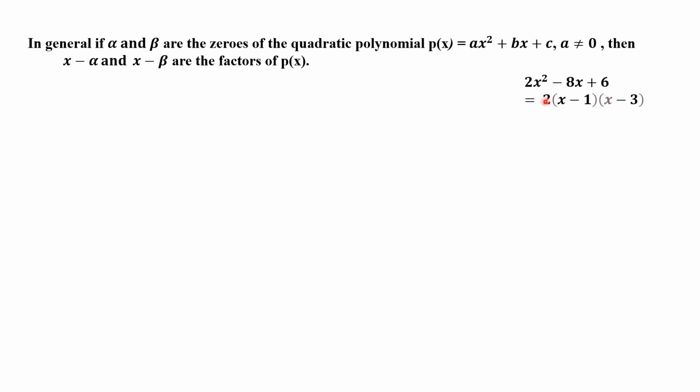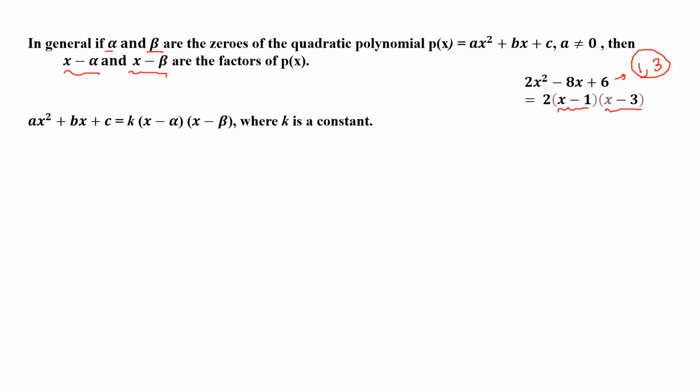Just now I have given one example, right? I have taken this polynomial 2x square minus 8x plus 6 and we have seen that 1 and 3 were the zeros of this polynomial, isn't it? So if 1 and 3 were the zeros, then what are the factors? x minus 1 and x minus 3 are the factors. In the same way, if alpha and beta are the zeros, then x minus alpha and x minus beta will be the factors of the polynomial, isn't it?